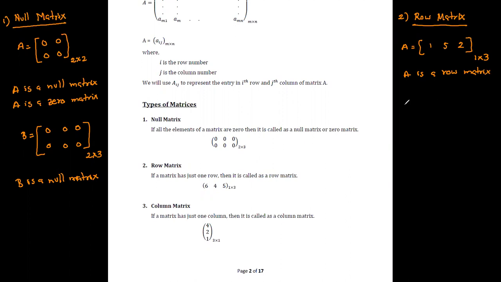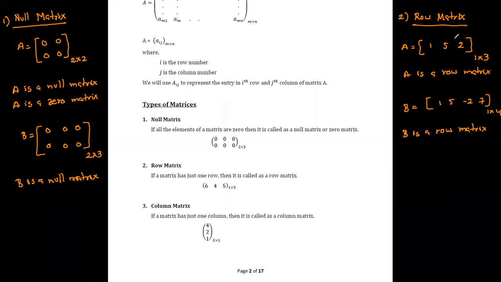Another example, if you let B equal 1, 5, minus 2, 7, then it is a 1 by 4 matrix. Since you can see there is only one row here, we can say that B is a row matrix. Therefore, if you see just one row only in a matrix, then we say such a matrix is a row matrix.